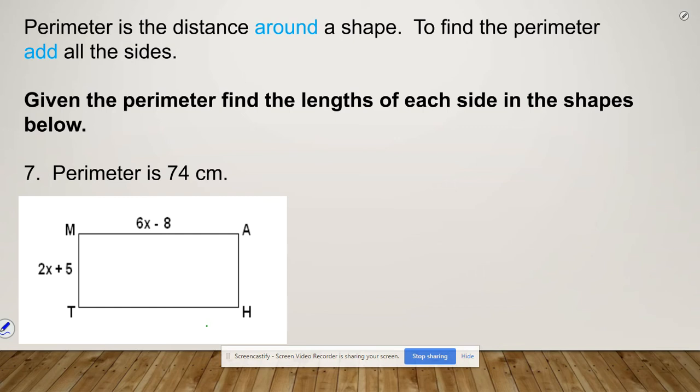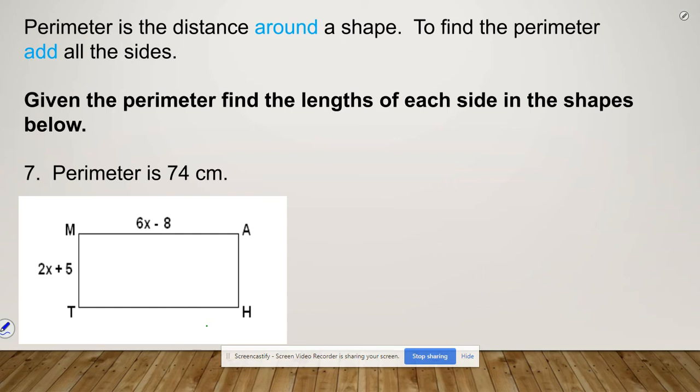This has perimeter. So you should know that perimeter is the distance around a shape. To find the perimeter, you add all the sides. Since you're adding all the sides, you're combining like terms. So very straightforward here. We have given the perimeter, find the lengths of each side in the shapes below. So number 7, they tell us the perimeter is 74.